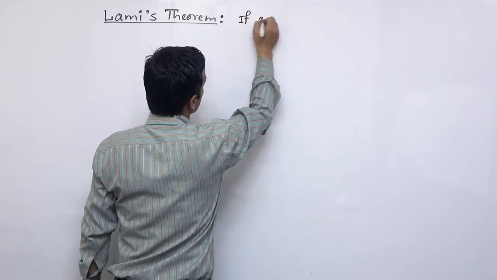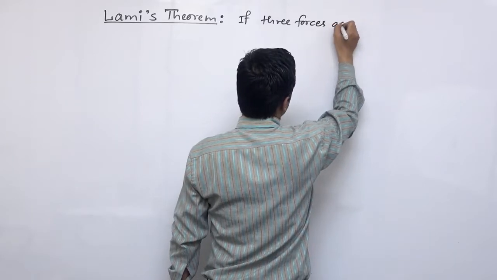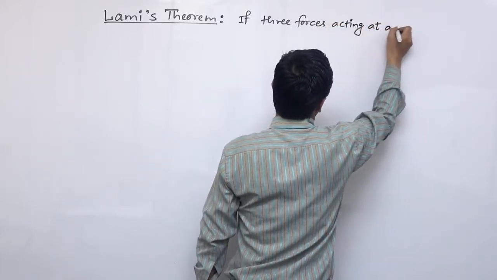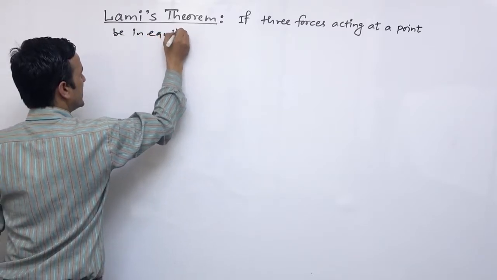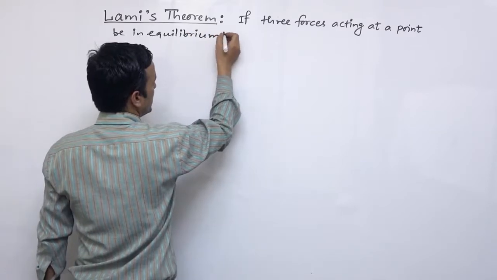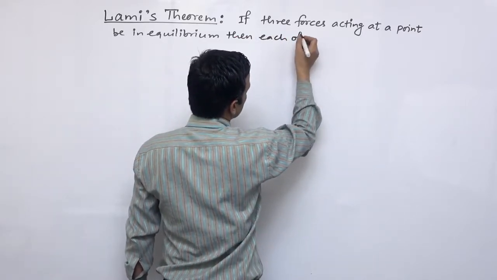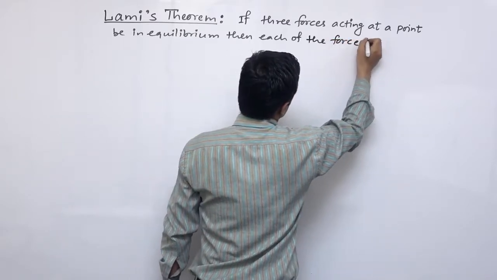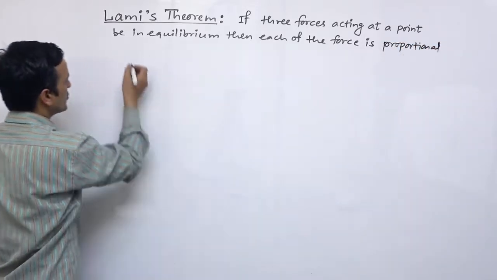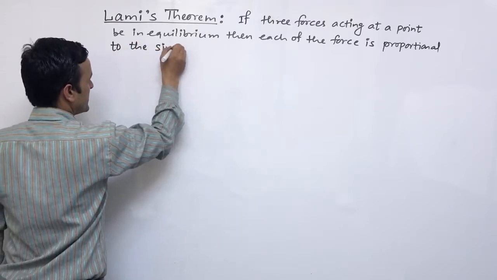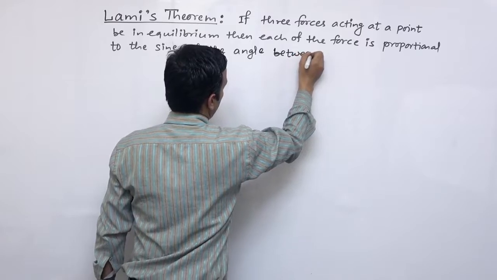If three forces acting at a point be in equilibrium, then each of the forces is proportional to the sine of the angle between the other two.